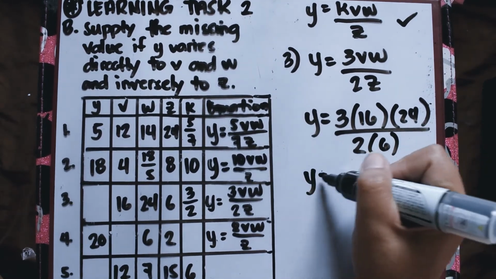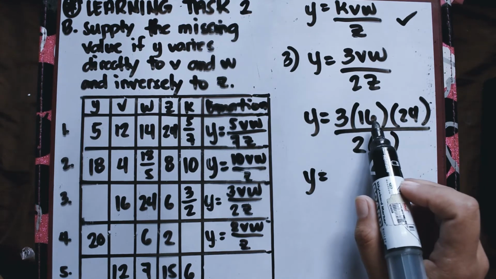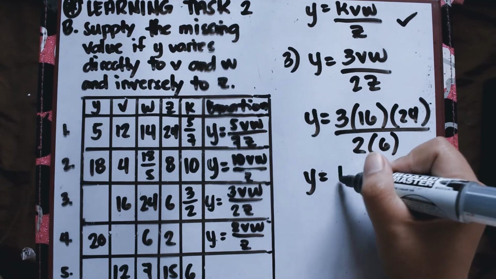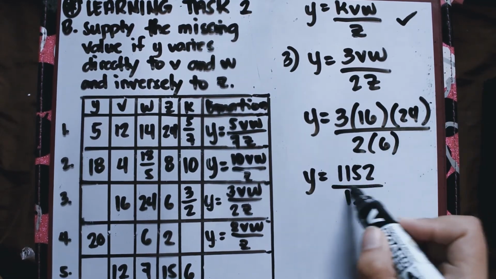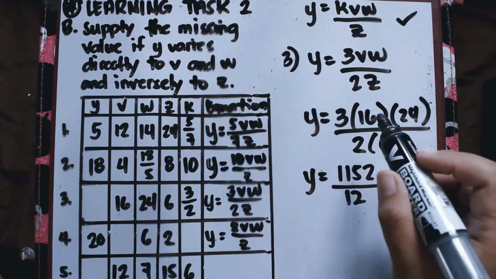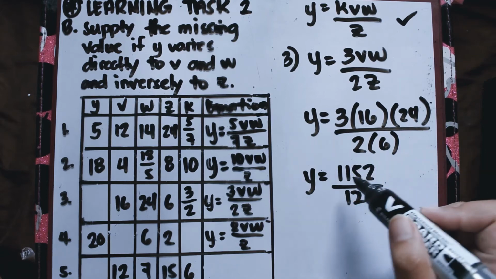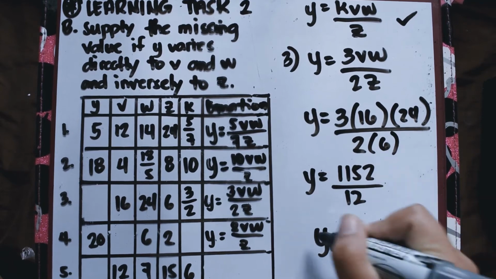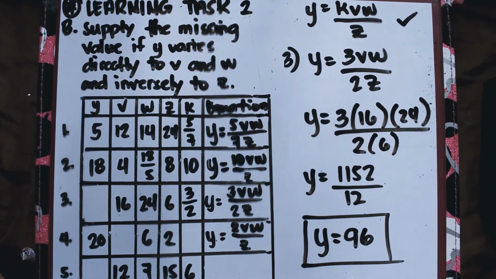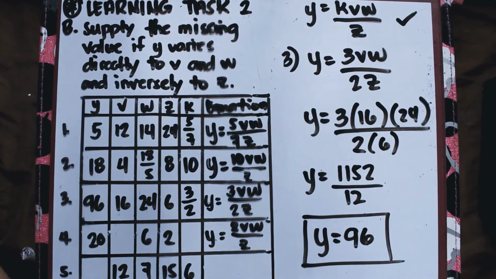So now, let's multiply. So we have y is equal to, idiretso na natin to sa calculator nyo. We have 3 times 16 times 24 is, so we have 1,152 over 12. Kasi 2 times 6. Again, sa nakuha to, times na ng tatlo, diniretso ko na. 3 times 16 times 24 is 1,152. And then, simplify. So we have 1,152 divided by 12, or simply, 96. So, eto na po yung value ng ating y. So, isusupply na natin siya dito. 96. Nakuha. So, yan. We're done also with number 3.